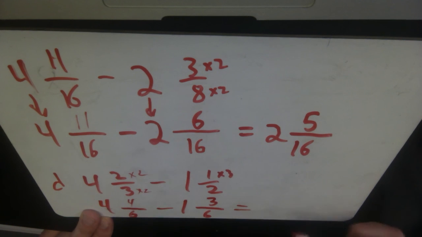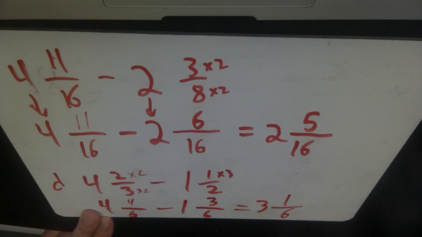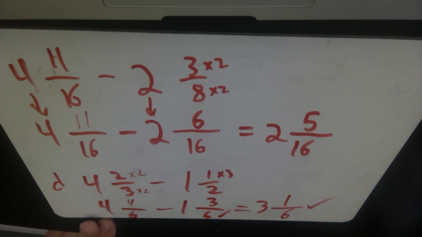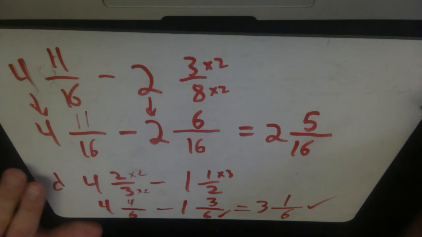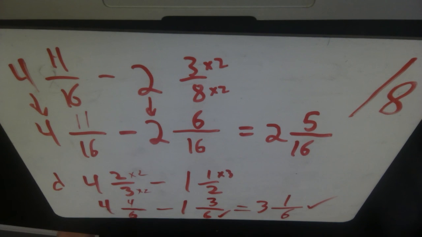So 4 subtract 3 is 1 over top of our denominator 6. And our whole numbers, 4 subtract 1 is 3. So final answer there, 3 and 1 over 6. 1 mark there, 1 mark for your denominator. So your total amount of marks in number 2 should be out of 8, because you're getting 1 mark if you got the common denominator. You're getting another mark if you had the right answer. Okay, so number 1 was out of 4, number 2 is out of 8.